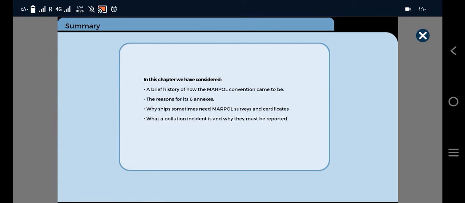Before moving on to the next chapter, you should complete the following self-test questions to check what you have learned so far.